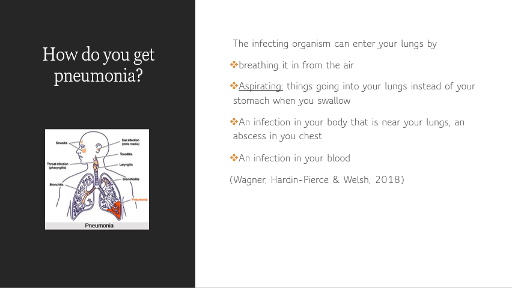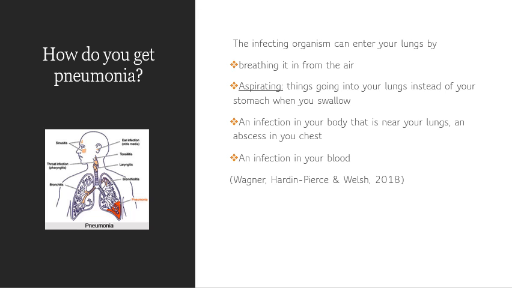How do you get pneumonia? The infecting organism or germ can enter your lungs by breathing it in from the air. So if someone who has infectious pneumonia coughs it into the air, and you walk behind them and breathe it in, you can develop pneumonia. You can develop it by aspirating, and what that is, is when you swallow something and it goes down into your lungs instead of into your stomach. Your lungs are sterile and clean, so anything that comes into them that isn't sterile or clean will cause an inflammatory response and end up causing pneumonia.